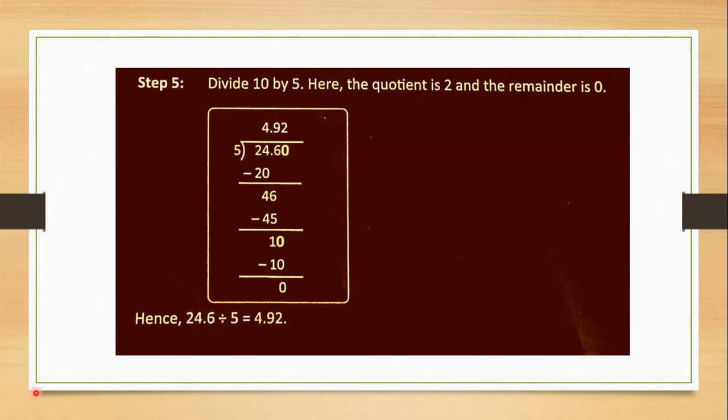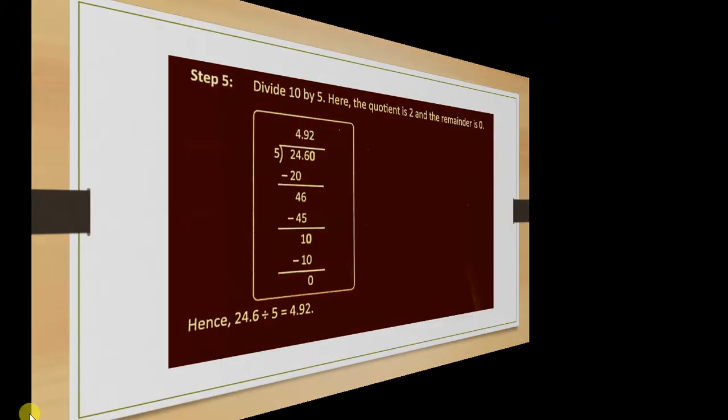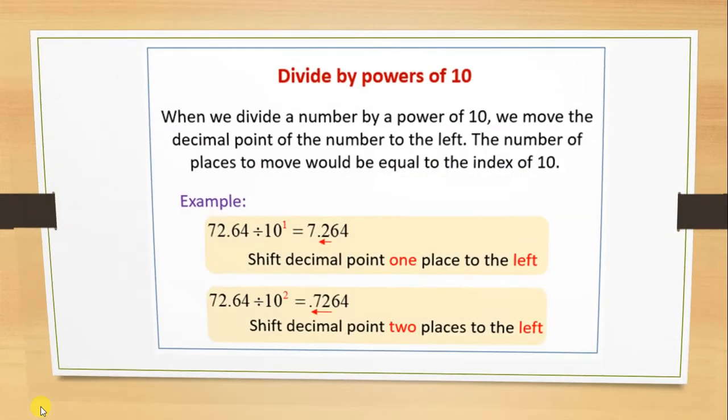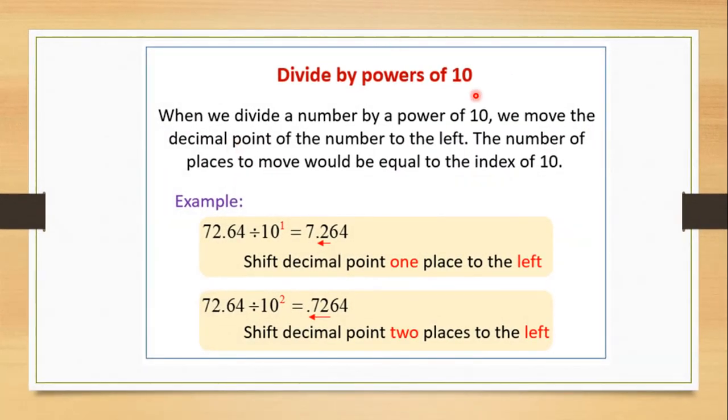These are the steps. Now we will learn how to divide a decimal number by 10, 100 or 1000. So, divide by a power of 10. When we divide a number by a power of 10, 10 raised to the 1 means you have to divide the number by 10. Here you have to divide this number by 100.